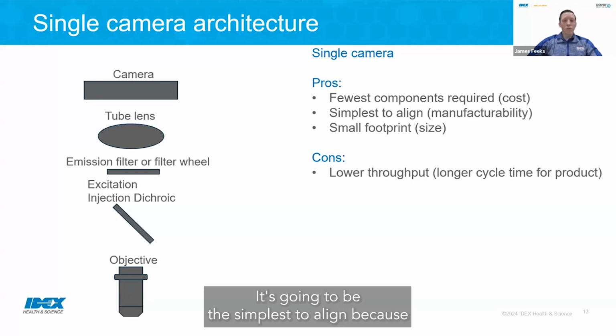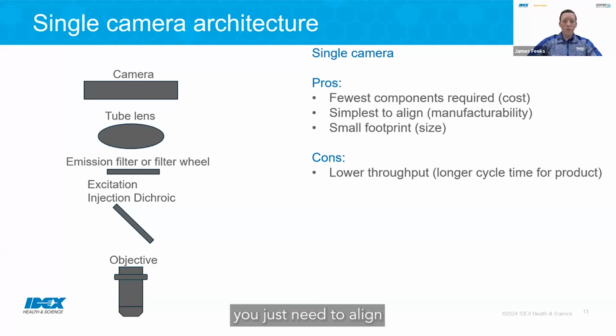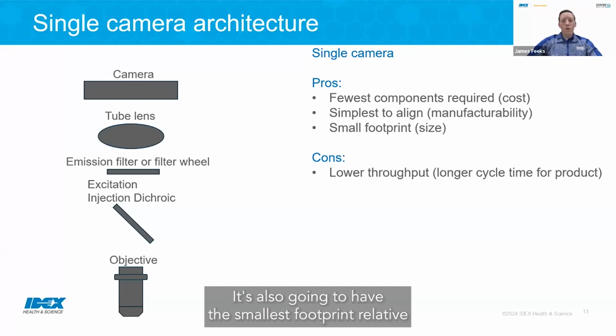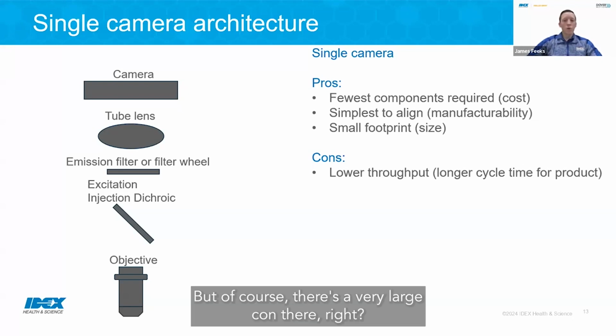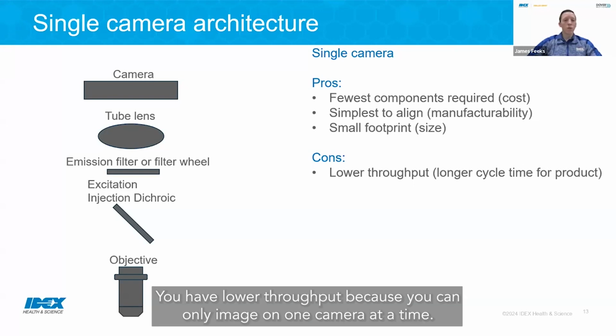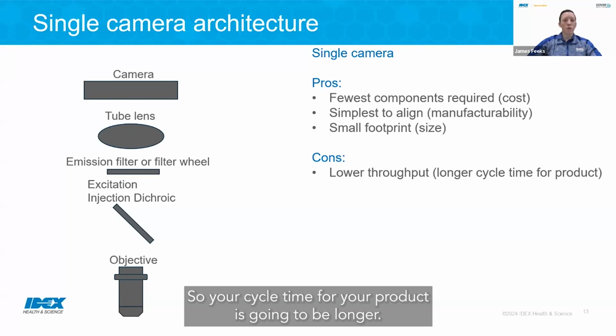It's going to be the simplest to align because you just need to align your single camera to the object plane. It's also going to have the smallest footprint relative to some of the other examples that I'll show in a moment. But of course, there's a very large con there, right? You have lower throughput because you can only image on one camera at a time. So your cycle time for your product is going to be longer.